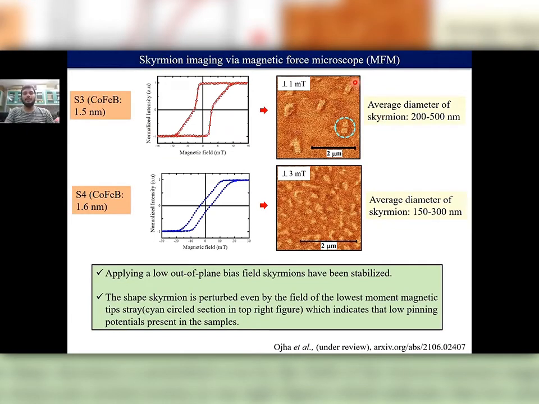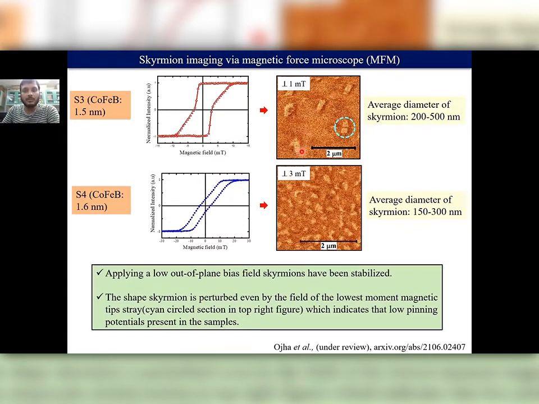As I told in the previous slide, the SRT is happening around 1.65 nanometer. That's why we have taken these two samples, 1.5 and 1.6 nanometer, to see whether there are any skyrmions present in those samples or not, because we know that in a system where the total energy is very low, there is a possibility of getting skyrmions. As these two samples are very near to SRT, we have taken them and performed the MFM measurement.